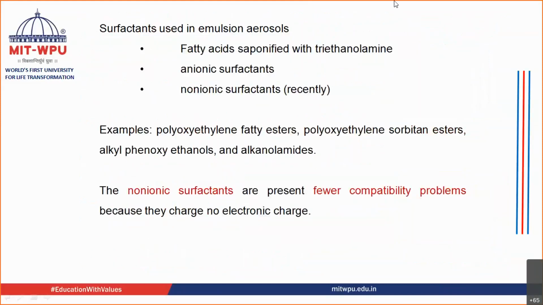Moving ahead, some of the surfactants that are used in emulsion aerosols are fatty acids which are saponified with triethanolamine. Another type of surfactant that is used is the anionic type of surfactant, and recently non-ionic types of surfactants are also being used. Non-ionic surfactants have advantages as they do not have any charge present on them. Therefore, they have fewer compatibility problems.